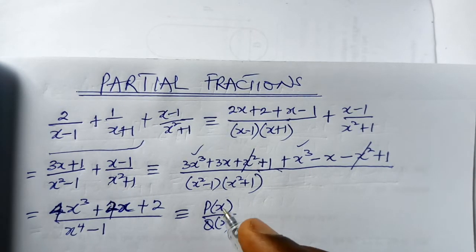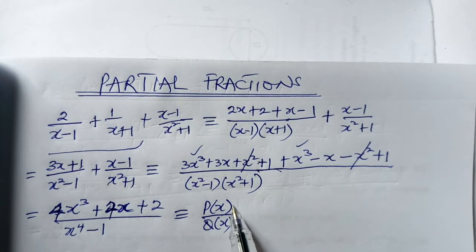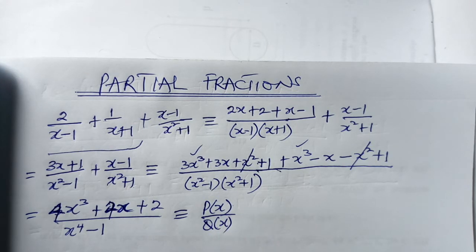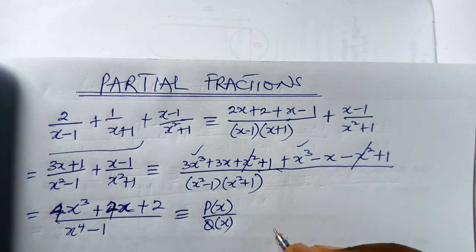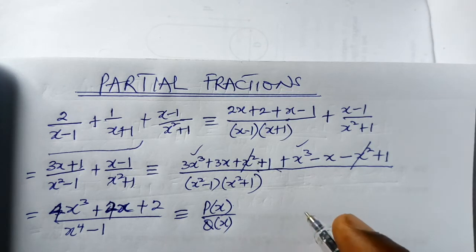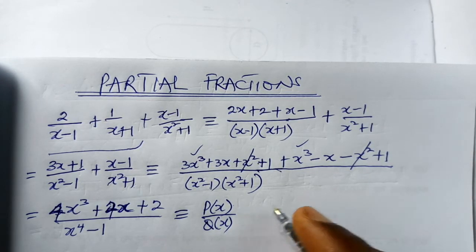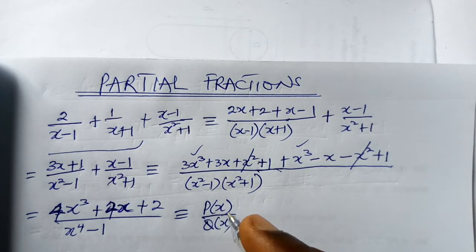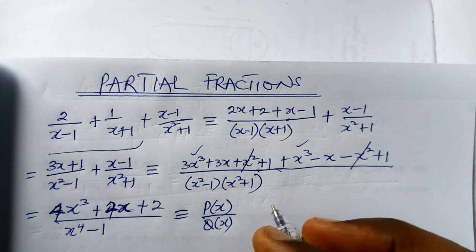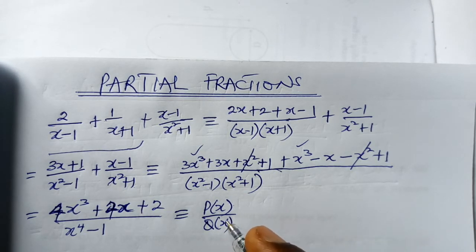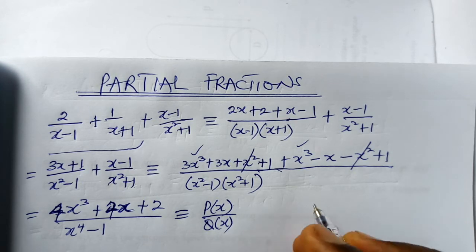P of x and Q of x are polynomials of degree 1 to higher order degrees. If the degree is 1, it is linear. If the degree is 2, it is quadratic. If it is 3, it is cubic. And if it is 4, it is quartic, etc.